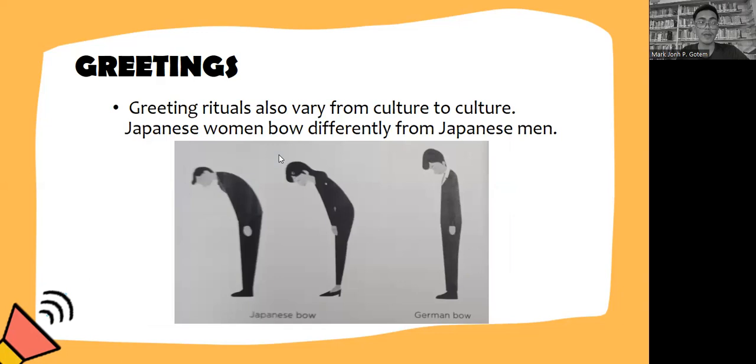Japanese women bow differently from Japanese men. Japanese men keep their hands at their sides. Japanese women place their hands in front. And the German bow: straight body, only the head is lowered. In our culture, we would almost kneel to greet. We can see that the German bow is a form of bowing in recognition of an authority. When a person bows, he or she is actually sending the message, at your service. That is what it means.